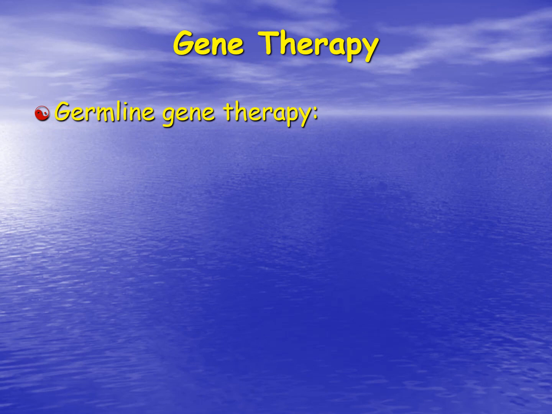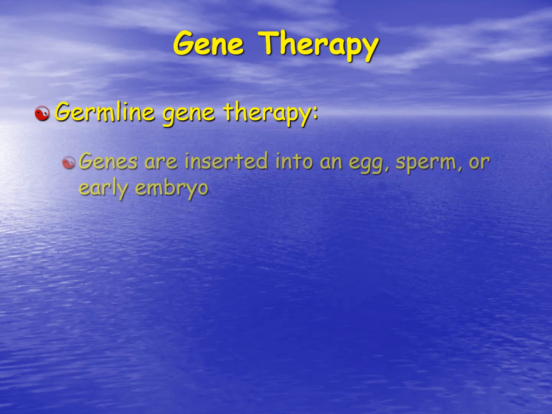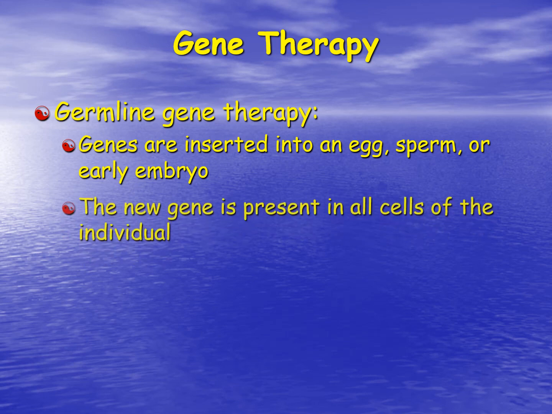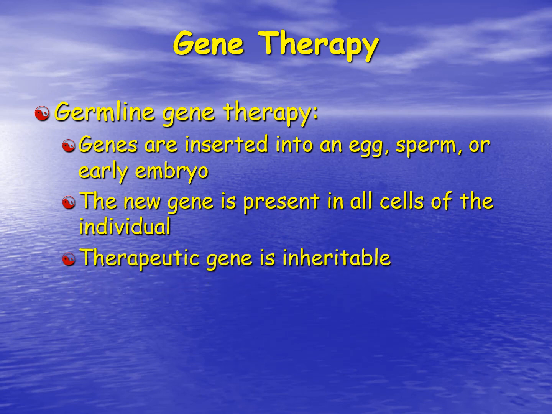Germline gene therapy would be the absolute best, and this is where the normal genes would be inserted into the egg, the sperm, or the early embryo, so that subsequent generations of these cells would have the corrected gene. This means that the therapeutic gene is now inheritable.